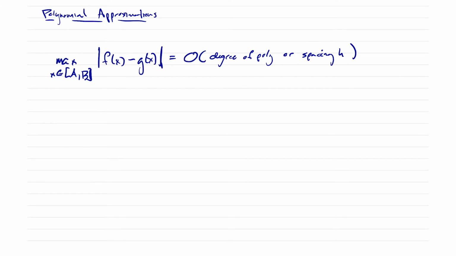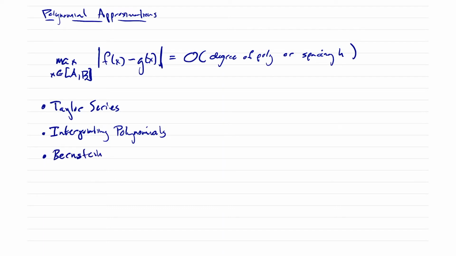So we have 3 different kinds of polynomial approximation that we looked at. We have Taylor series. I can't spell today, but series. We have also interpolating polynomials. And we also have Bernstein polynomials. I don't know if I'll get to the Bernstein polynomials this lecture, but we'll see. I might have to do a separate recording for that. In any case, we had 2 convergence theorems for each of these.